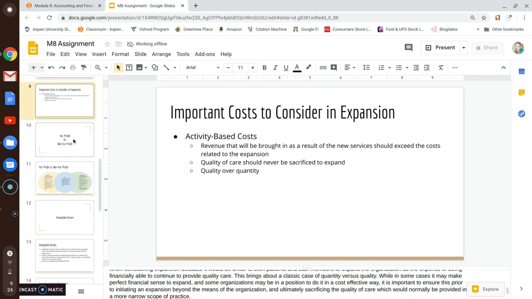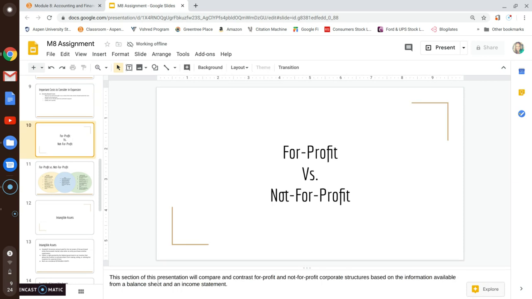This section of the presentation will compare and contrast for-profit and not-for-profit structures based on the information available from a balance sheet and an income statement.